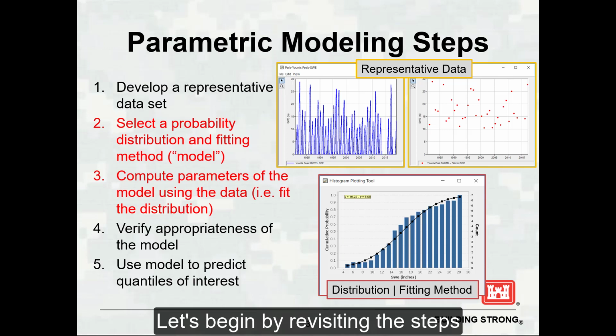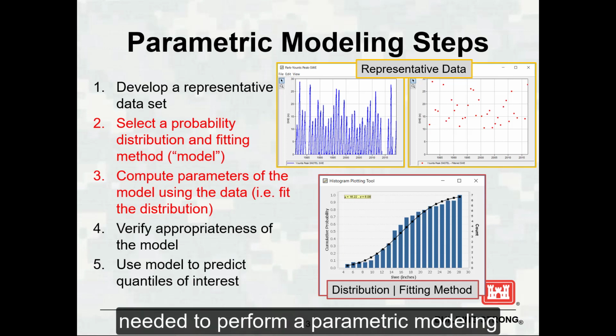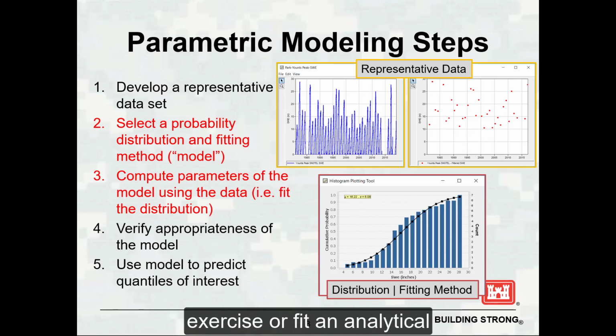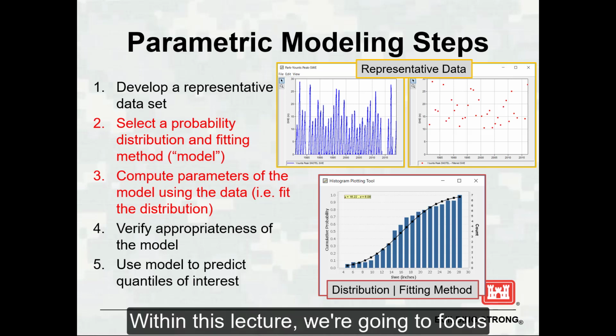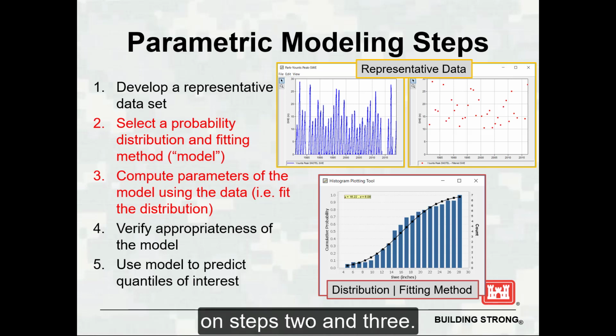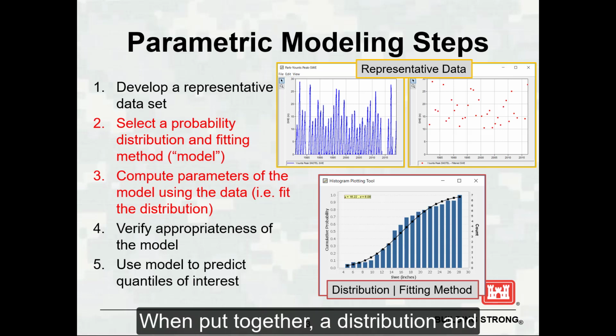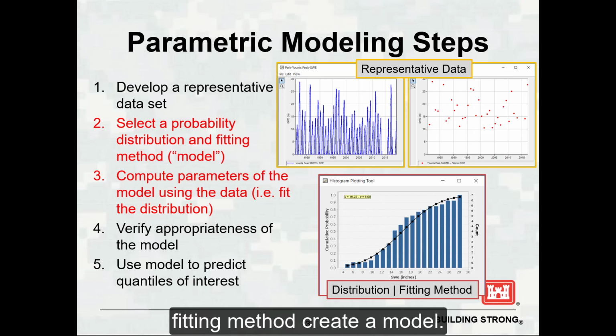Let's begin by revisiting the steps needed to perform a parametric modeling exercise or fit an analytical distribution. Within this lecture, we're going to focus on steps 2 and 3. Step 2 is the selection of a distribution and fitting method. When put together, a distribution and a fitting method create a model. Step 3 focuses on computing parameters of the model.